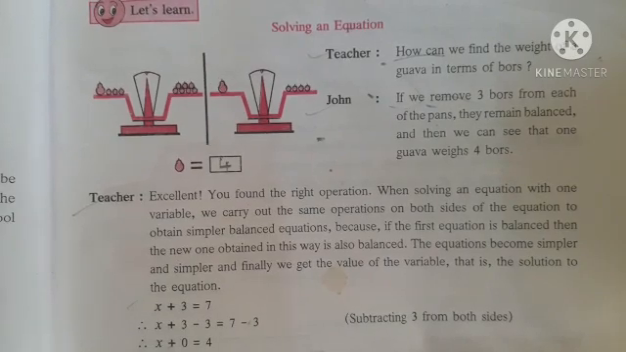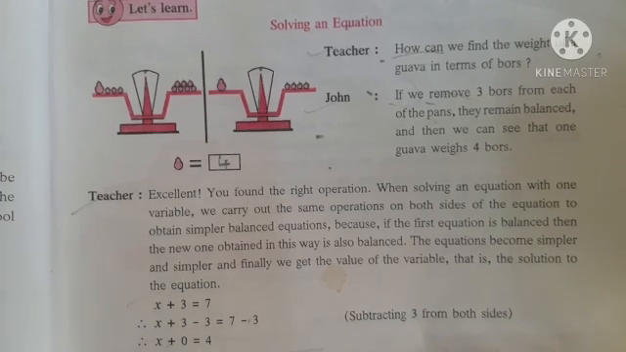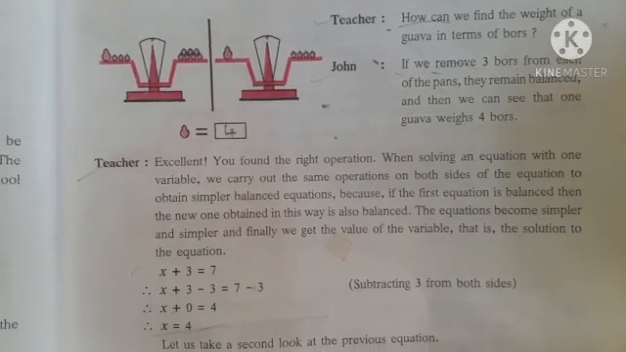When solving an equation with one variable, we carry out the same operations on both sides of the equation to obtain simpler balanced equations, because if the first equation is balanced, then the new one obtained in this way is also balanced. The equations become simpler and simpler, and finally we get the value of the variable. That is the solution to the equation.